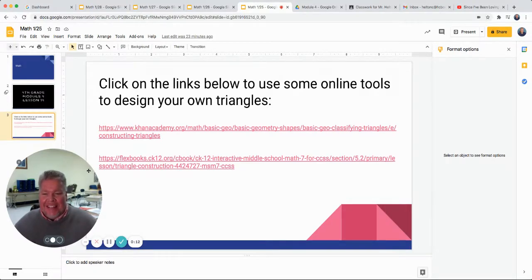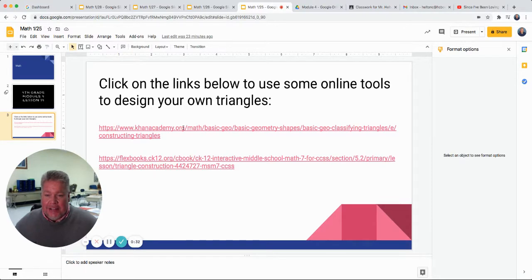So, as you saw in the lesson today, we're constructing triangles. We want to construct triangles with certain length sides. And, well, that's hard for you to do at home, isn't it? Unless you've got rulers and protractors, and there's an easier way to do it. We'll do it online with a couple cool programs.